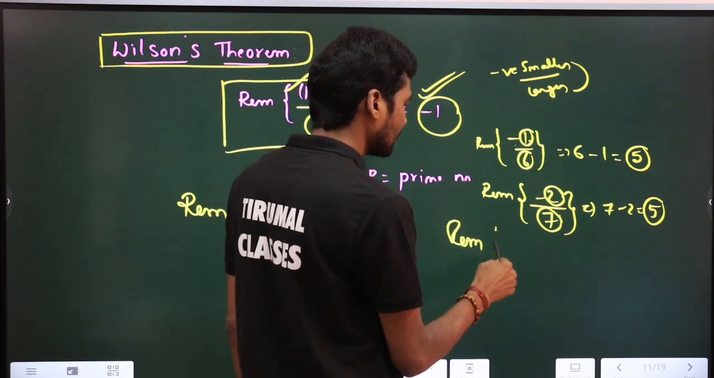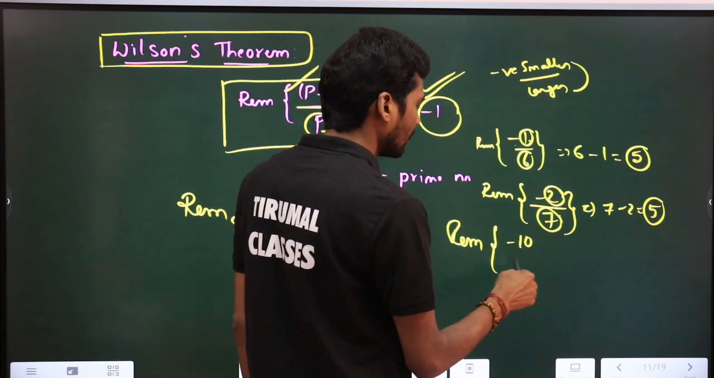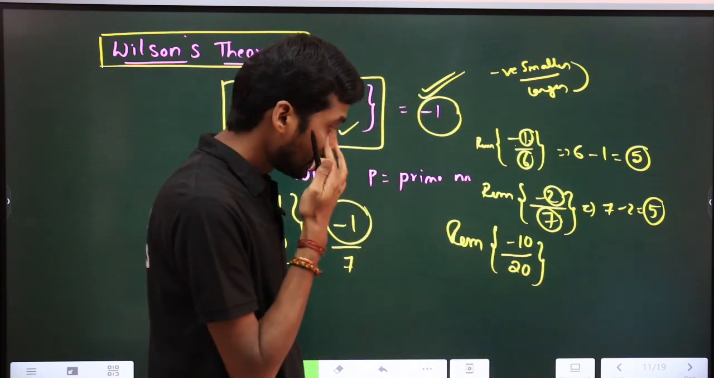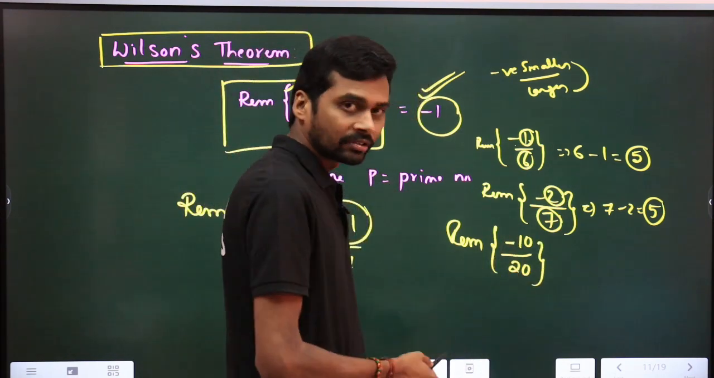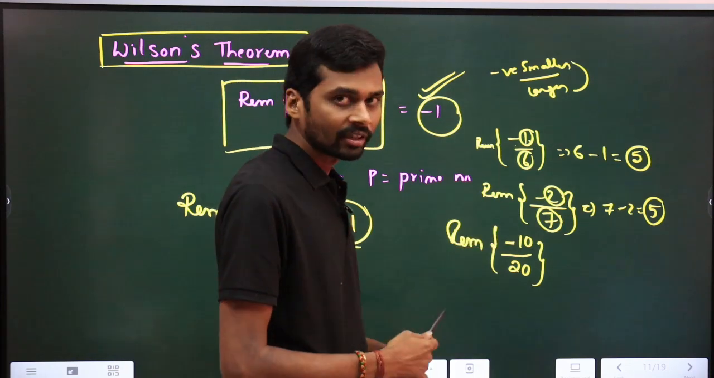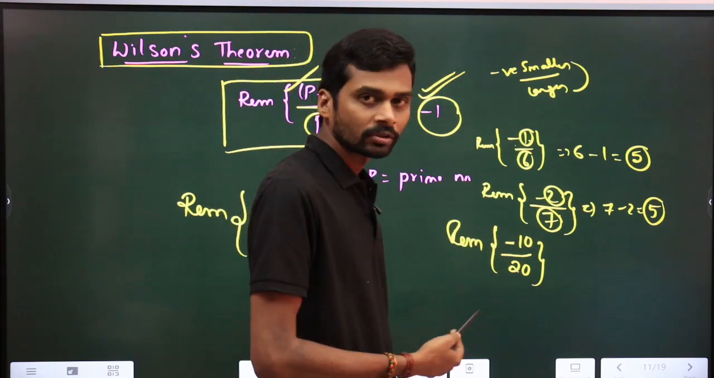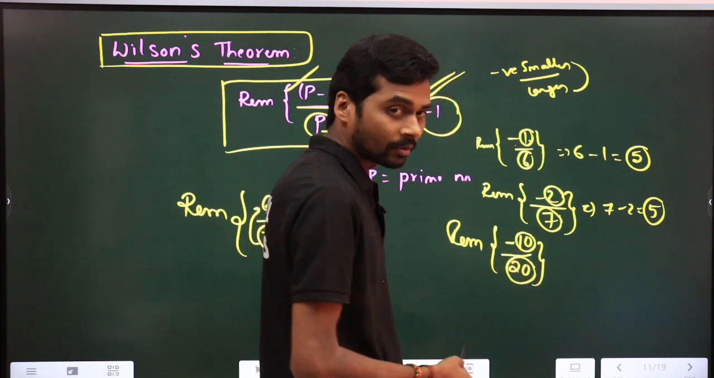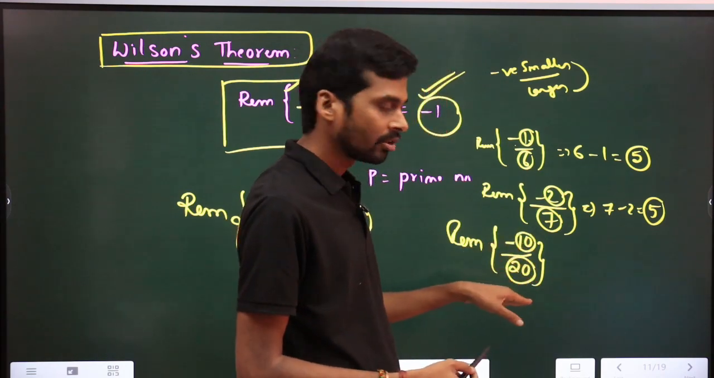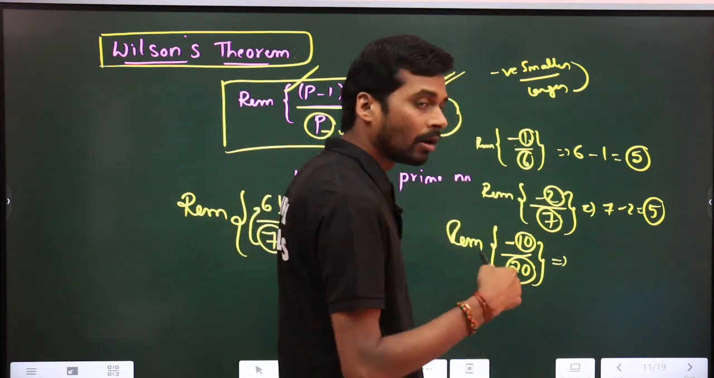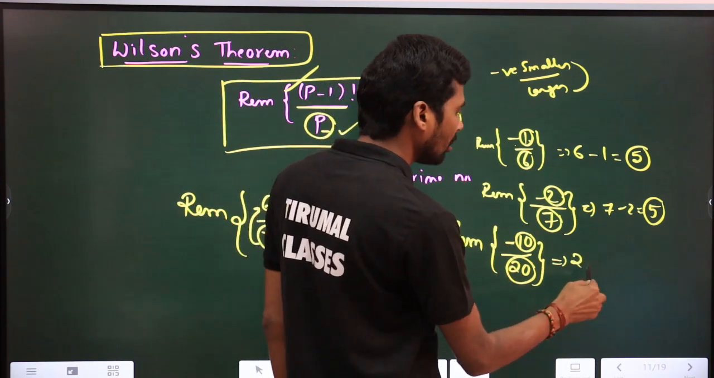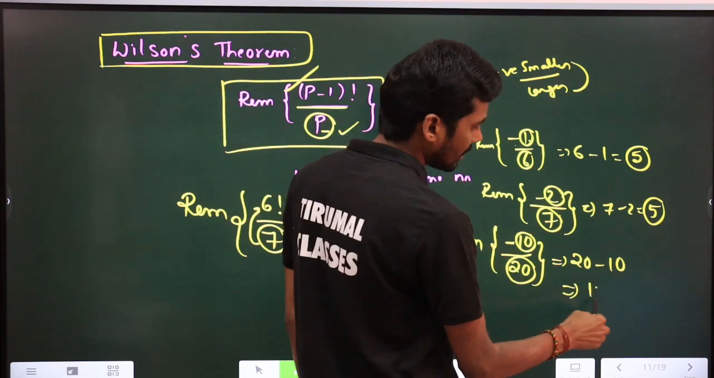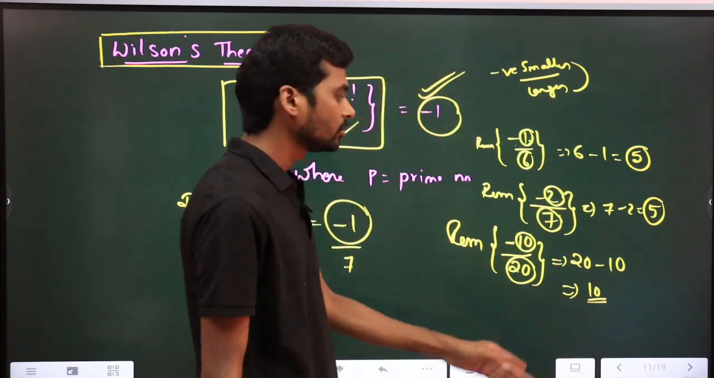You can take any example. Remainder of minus 10 divided by 20. Here we have a negative symbol. We are dividing a negative value by a positive value and we are supposed to find the remainder. If the numerator is smaller and the denominator is larger, then the final positive remainder is simply the denominator minus the numerator. So 20 minus 10 is 10. So your positive remainder is 10.